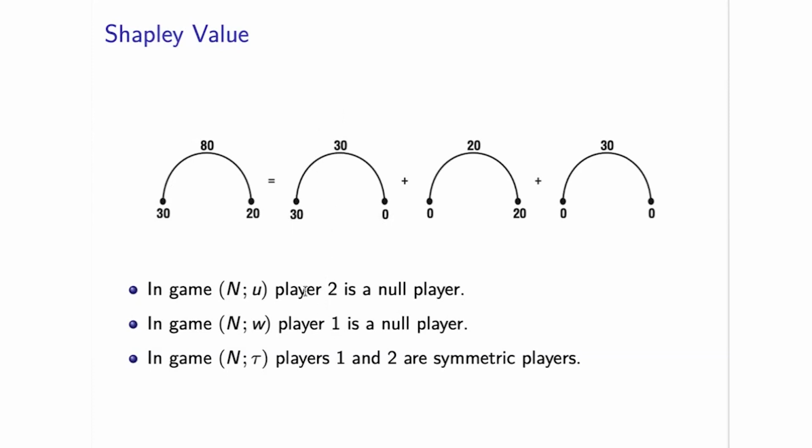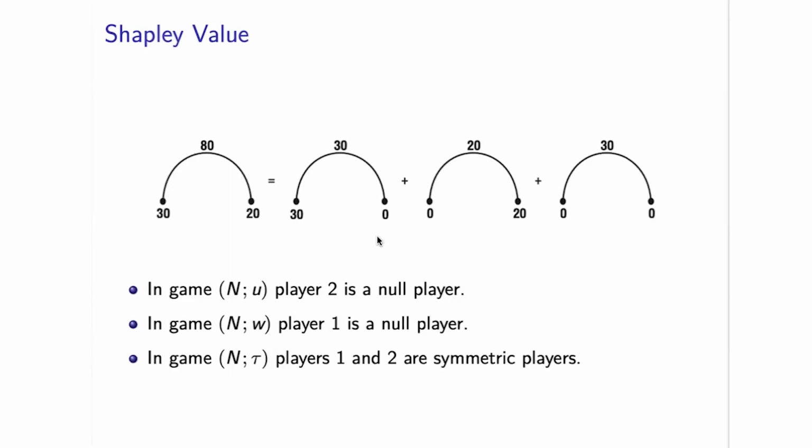So then we can actually use our axiom, right, to suggest that in this case, 2 should end up getting nothing, right? So this is our axiom 3. And so therefore, this entire value that is being created in this game U should go to player 1, right? So 1 should get 30 from this game U and 2 should get 0. Okay.